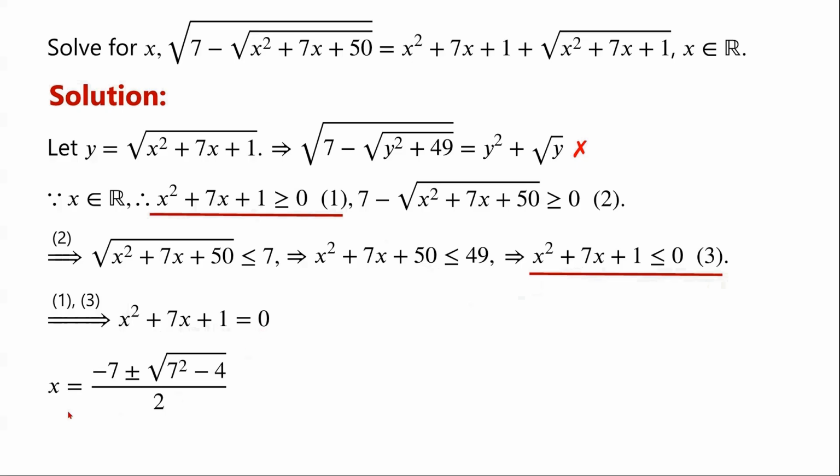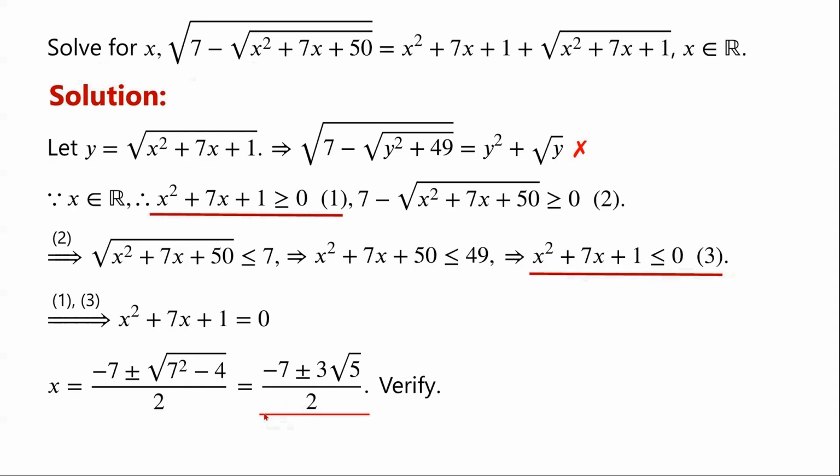Therefore, x equals negative 7 plus or minus the square root of 7 squared minus 4, all over 2. Simplifying, the square root of 7 squared minus 4 is the square root of 49 minus 4, which is the square root of 45, which can be written as 3 times the square root of 5.